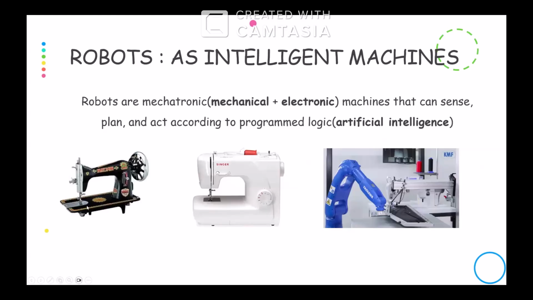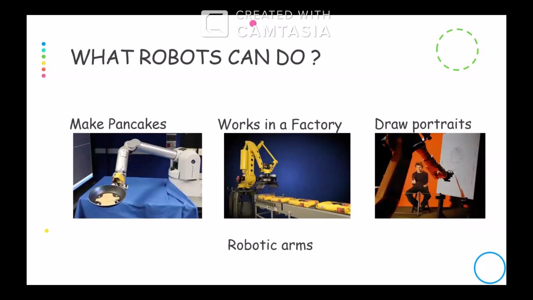See, the robotics are nothing but, see, particularly the sewing machine, the first one is actually what? A mechanical device. Then it became mechatronics. That is, we made this particular thing with electronics and mechanical parts. Then we introduced intelligence into it, that is, to reason, plan, and act according to the program logic. Then it became what? Robotics, right? So the physical realization of AI is actually called robotics.